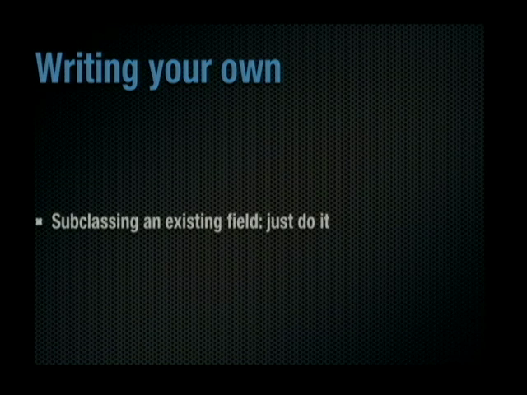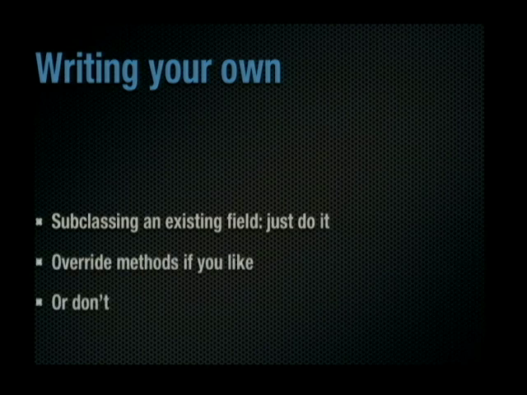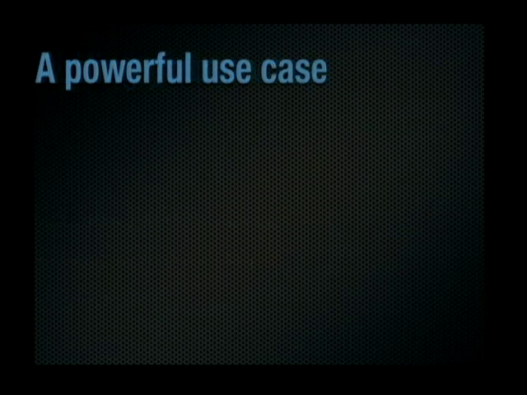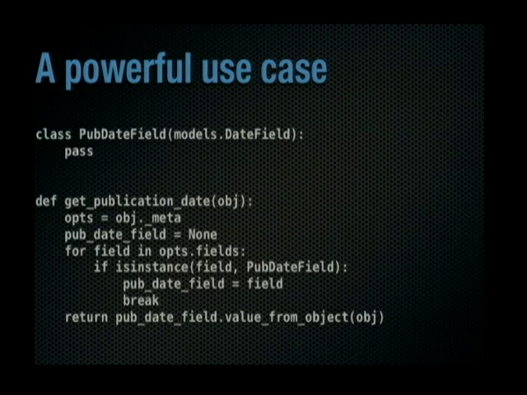Other things you can do, and this is more common and more useful, is you can just subclass an existing model field type. You can override methods there or not override methods. The reason I mention this is, here's a simple thing. Let's just write a subclass of DateField and call it PubDateField. Then we can write a method called get_publication_date, where all we do is look at a model and find out if it has a field of this type and get the value out of it.